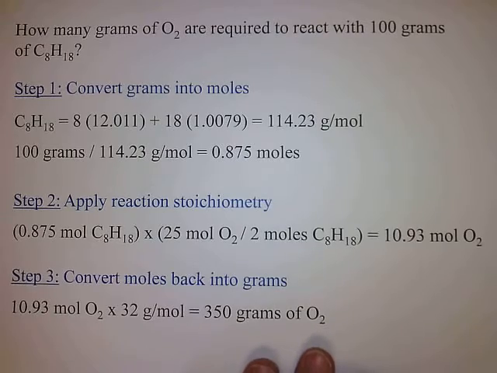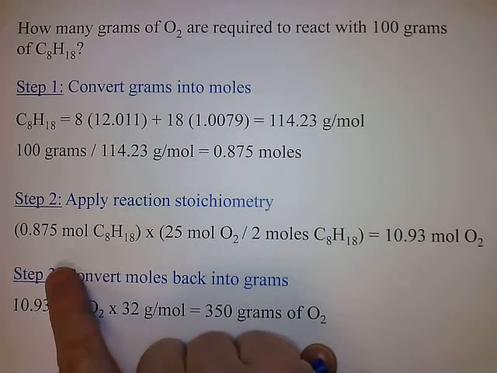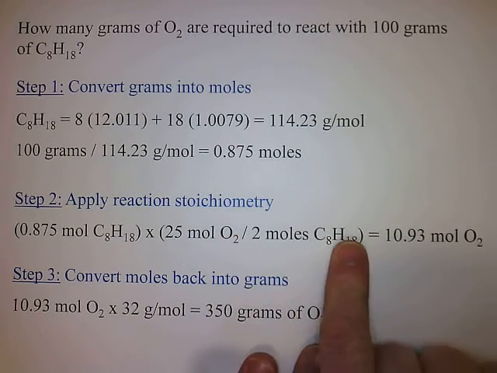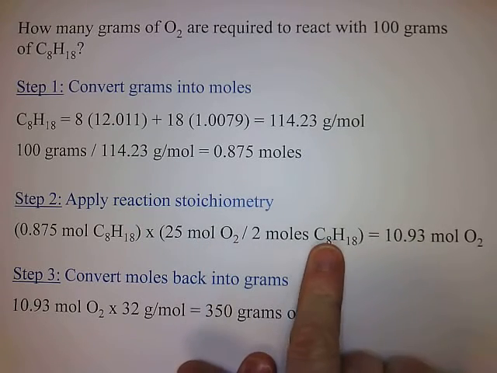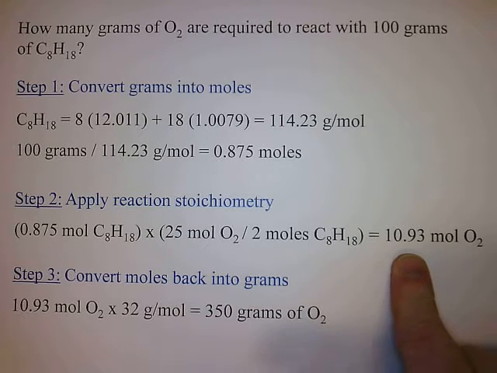Okay, then we're going to apply the reaction stoichiometry. So we have 0.87 moles times the mole ratio between oxygen and octane. You have to go back to the balanced equation to get that, but it was 25/2. That's 10.93 moles of oxygen.